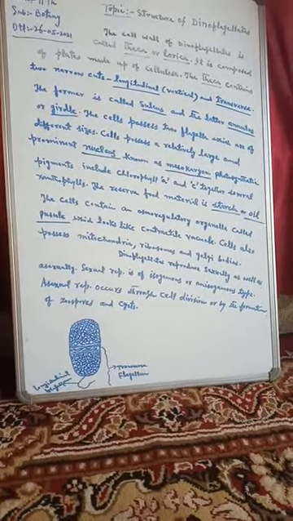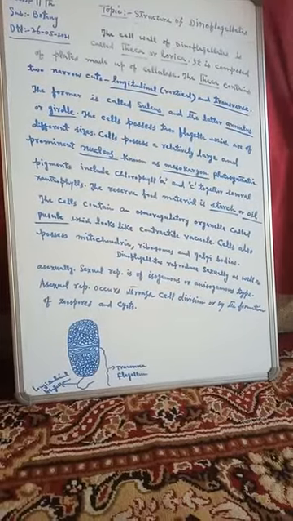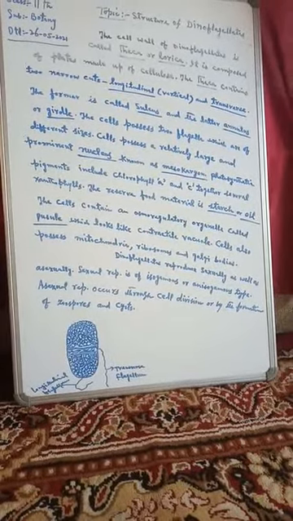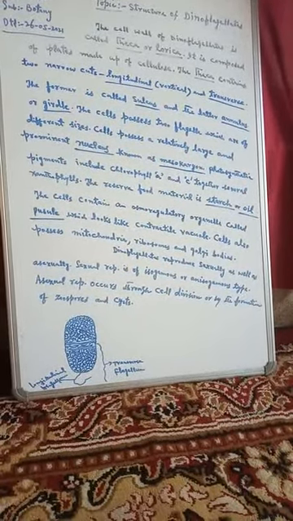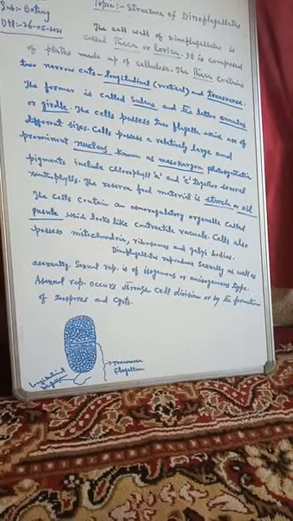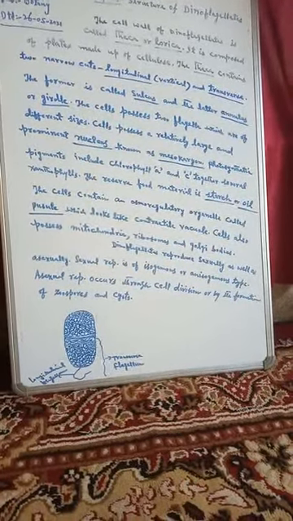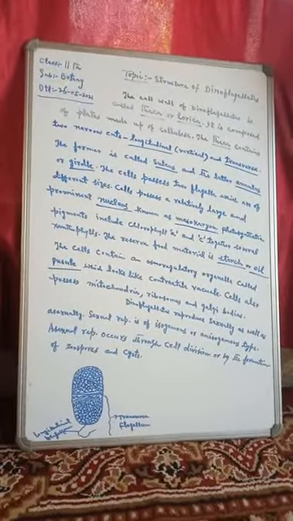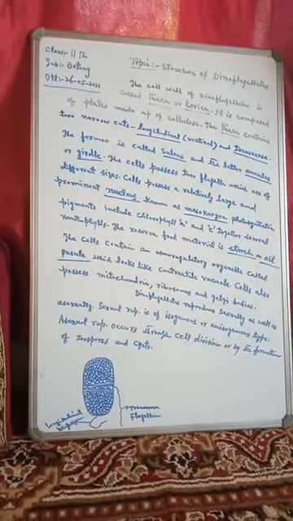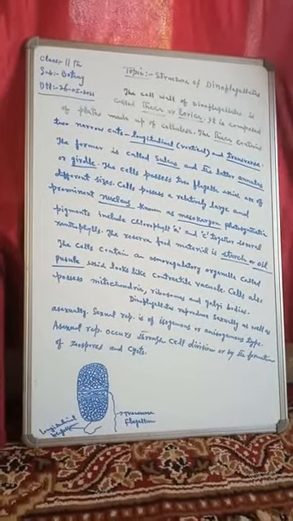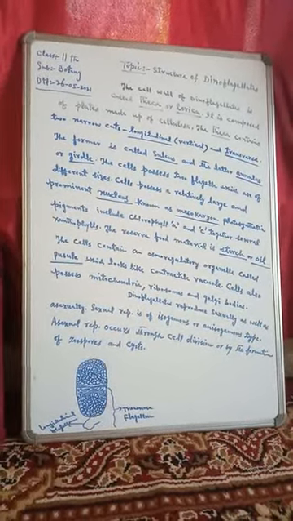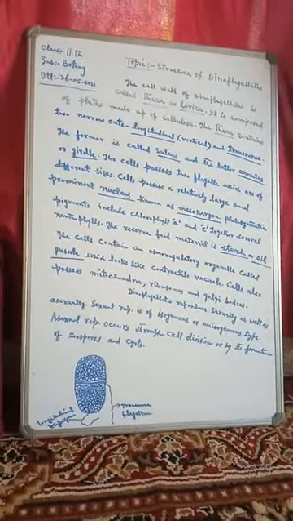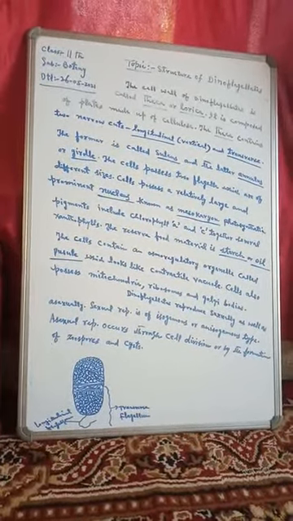Reproduction in dinoflagellates is both sexual as well as asexual. Sexual reproduction occurs by isogamous or anisogamous gametes, while asexual reproduction occurs by cell division or by the formation of zoospores and cysts. So this was all about the structure of dinoflagellates. With this we have completed the dinoflagellates, and we have seen the general characters and the structure. In our next lecture, we will discuss the euglenoids.